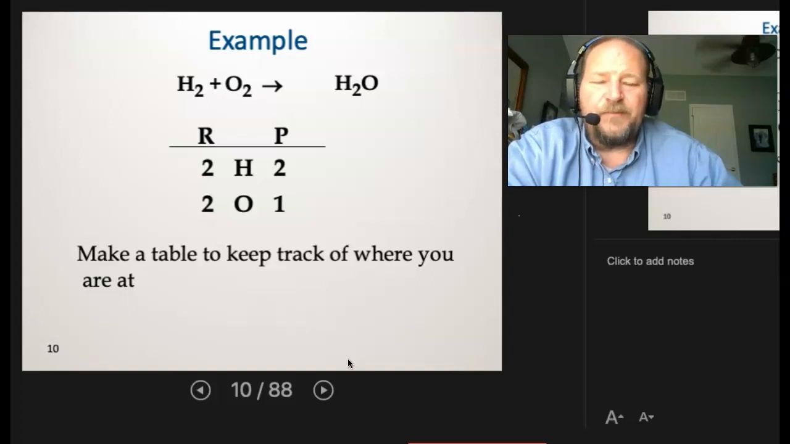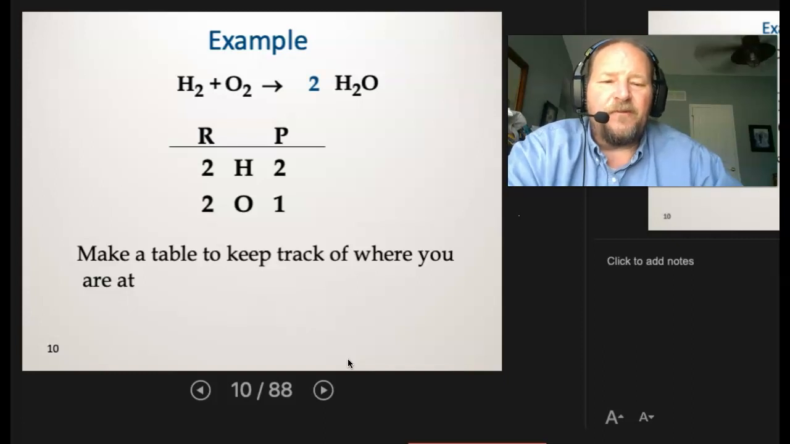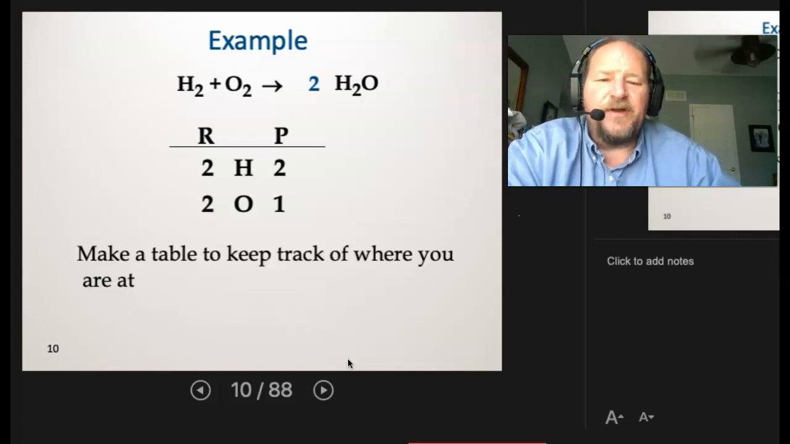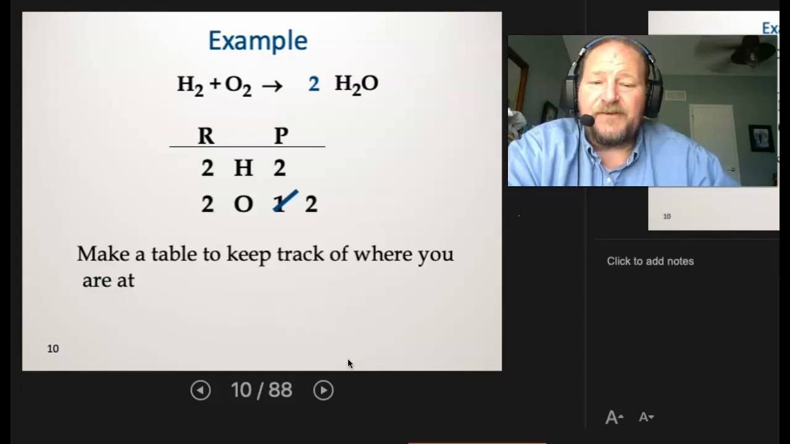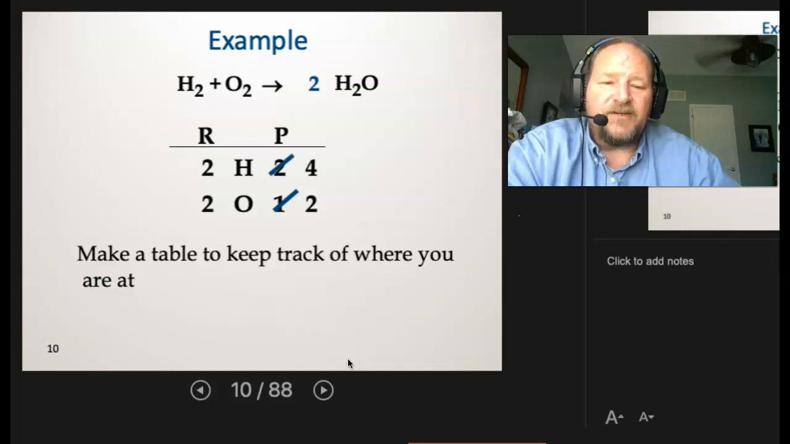Oxygen, we're not. We need more oxygen on the product side. So what I'm going to do is I'm going to write a 2 in front of the water. So I have 2 H2O now. Now that's going to give me the 2 oxygens that I need, but it's also going to multiply the hydrogen. So now I'm going to get 2 times 2, or 4 hydrogen.